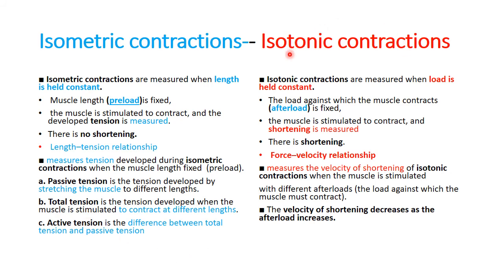Now, a very good example of isotonic contraction is the force-velocity relationship. What is the relationship between the force and velocity? It measures the velocity of shortening of an isotonic contraction when the muscle is stimulated. With a different afterload, the load applied against the muscle has to be contracted. So at different afterloads, we find out the velocity of the shortening. Now the velocity of shortening decreases as the load increases.